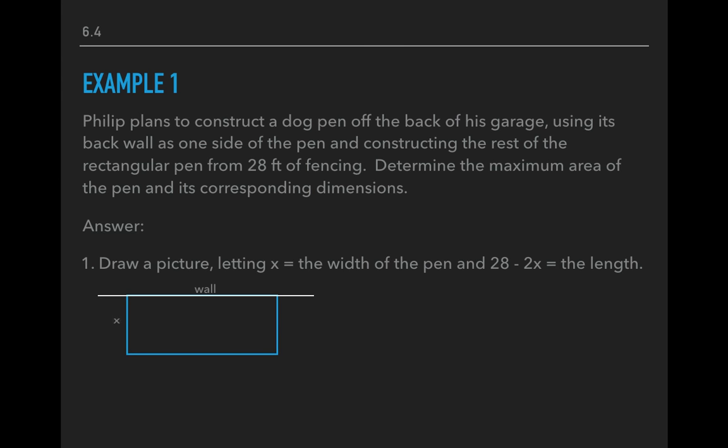So if you let the width be x, both of these sides would be x, and so that would leave you 28 minus those 2x distances of fencing left for your length. Does that make sense? You would have 28 in total, but take away those two widths, which are x long.